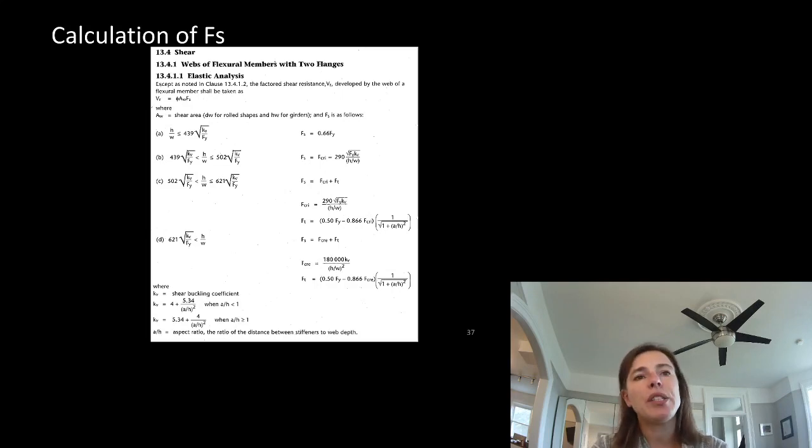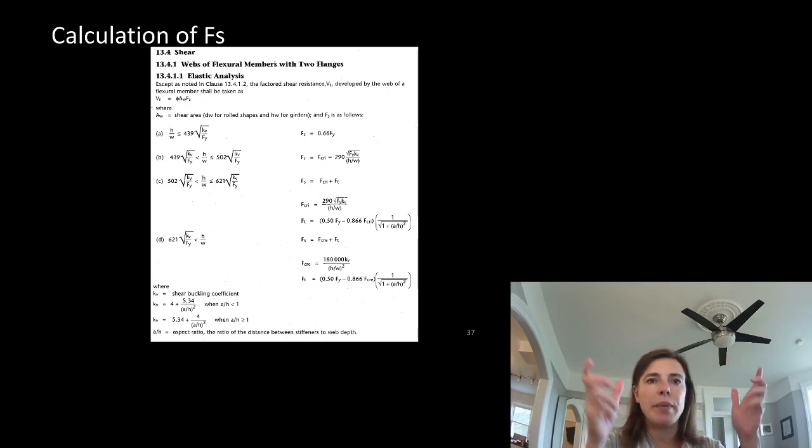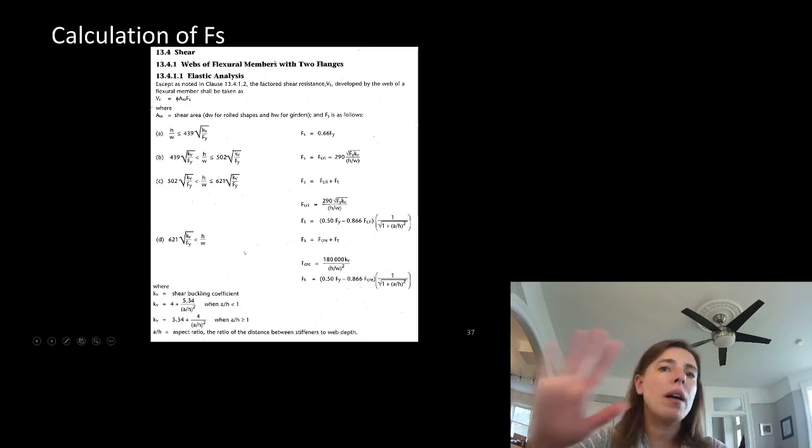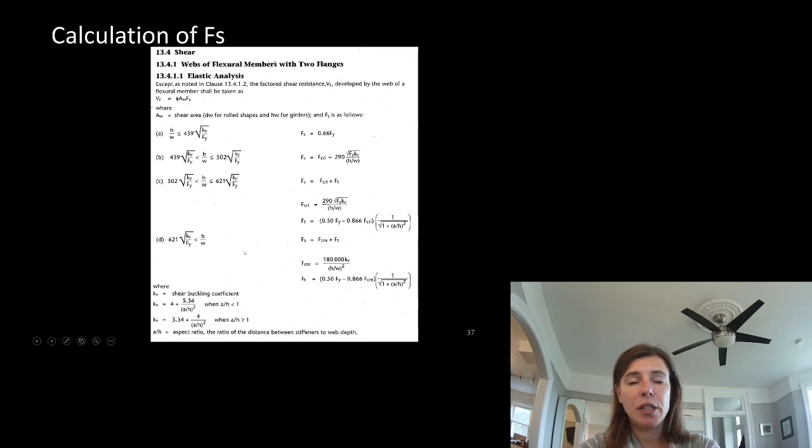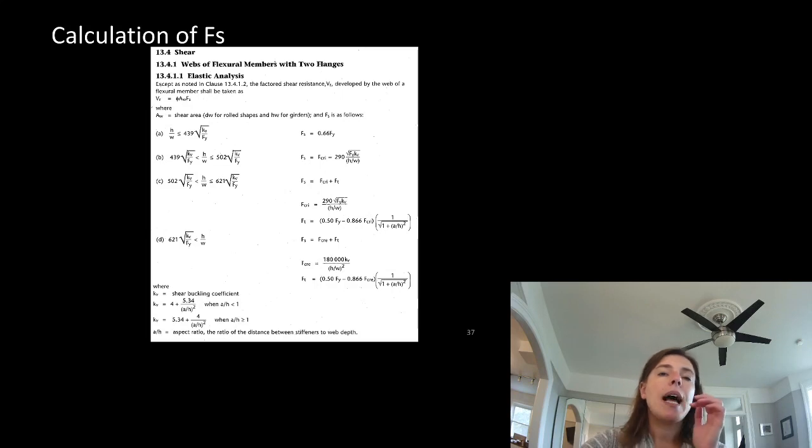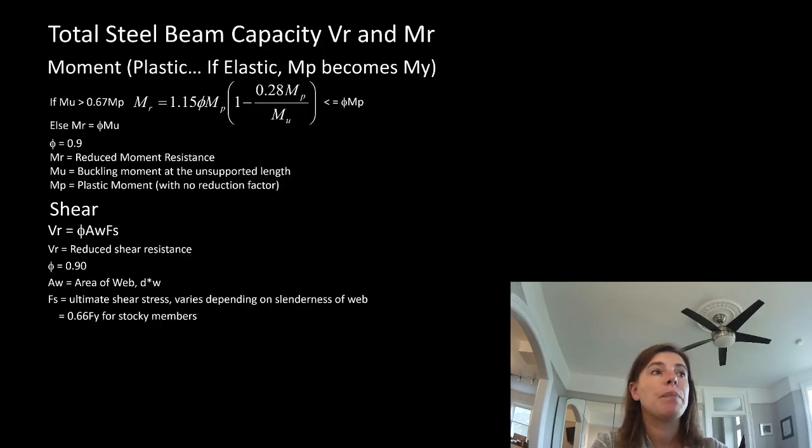There are different ratios depending on how narrow and how long the different elements are to each other. We're not going to spend any time doing that calculation. We might talk about it more when we get into wood, and we'll definitely think a little bit about shear when we talk about concrete. But what I really want you to understand is that it's the web of the steel element that's doing the majority of the work for shear.